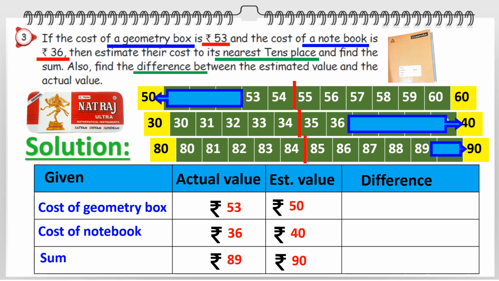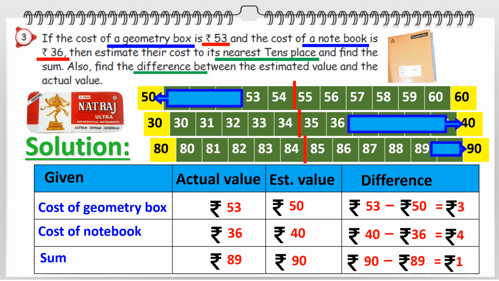So let us see the difference. So which number is bigger? From that only we need to subtract. That is only usual. So let us subtract 53 minus 50. That's equal to rupees 3. That's it. So others also you can do by yourself. Here 40 only bigger amount. So from that only we need to find out. So rupees 40 minus 36 is equal to rupees 4. Here also last one. Rupees 90 is the bigger one, and then rupees 90 minus 89, that's equal to 1. Rupee 1 is the correct answer.